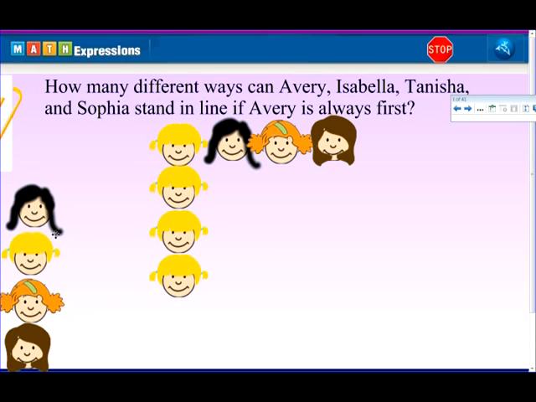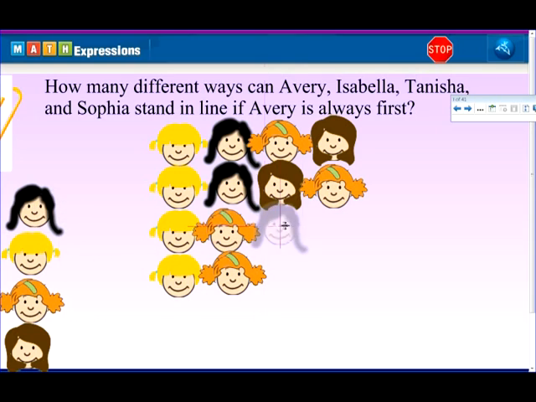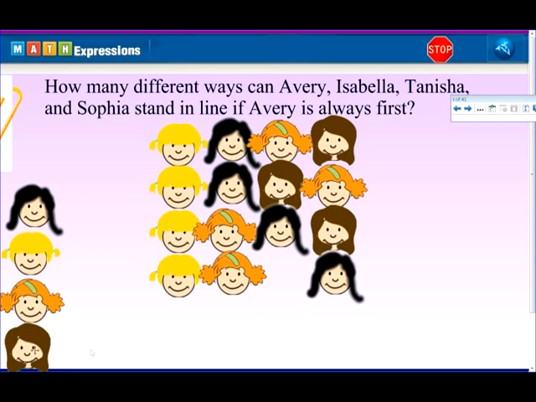There's one way. Let's try it another way. Let's stay with Isabella being second, but let's put Sophia next, Tanisha last. There's another way. Let's try it with Tanisha, and see if we can do that with Isabella, Sophia. We can do it that way. Change it around so Isabella goes last and Sophia goes second to last.